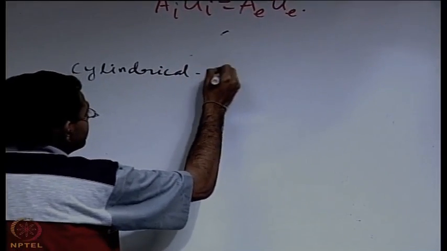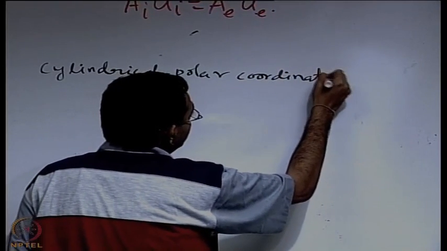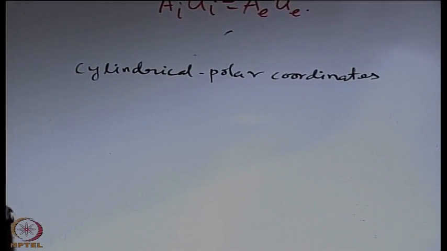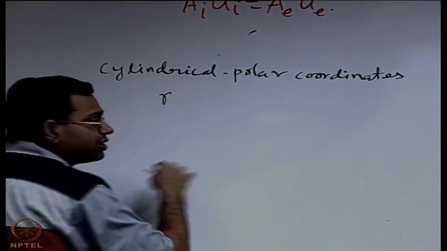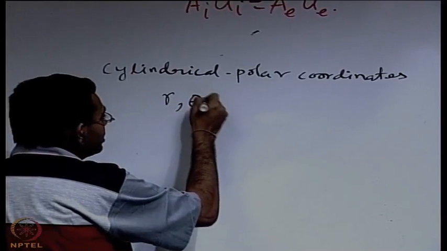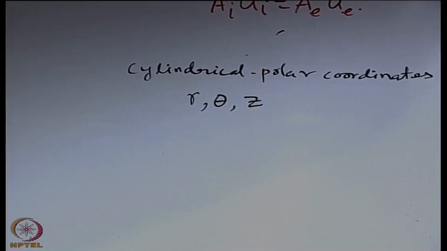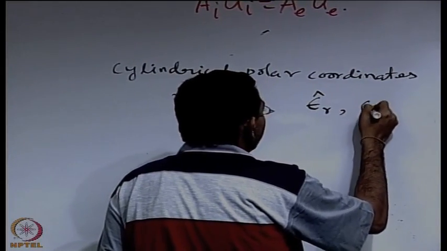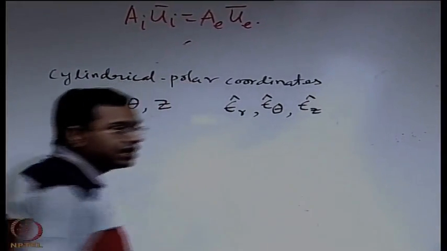So if you consider cylindrical polar coordinates, in the cylindrical polar coordinate system you have a polar nature, that means you have the r, theta coordinate system just like the polar coordinate, and you also have 3 dimensionality, so you have the axial coordinate given by z. So r, theta, z coordinate system, and let us say that these have their unit vectors given by ε_r, ε_θ and ε_z, just like i, j, k.